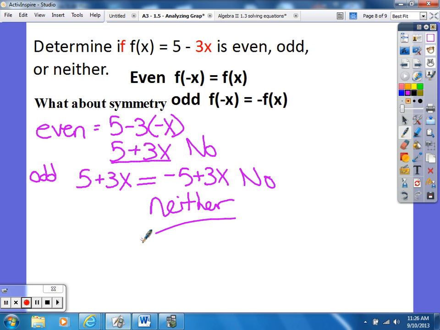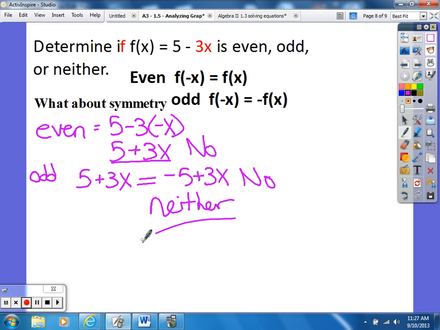Does that make sense how I did that? How'd I get the what? Oh, never mind. Oh, good. By the way, if you start with even, half your work is done for odd. Isn't that nice? They help each other. Any questions?